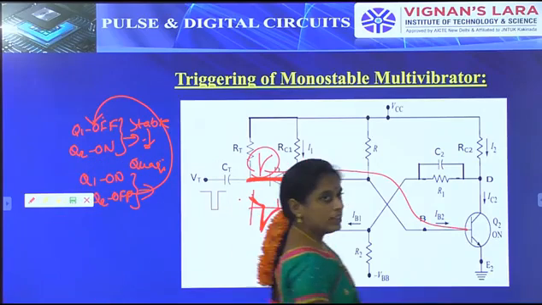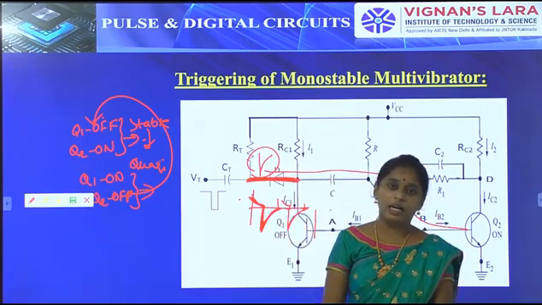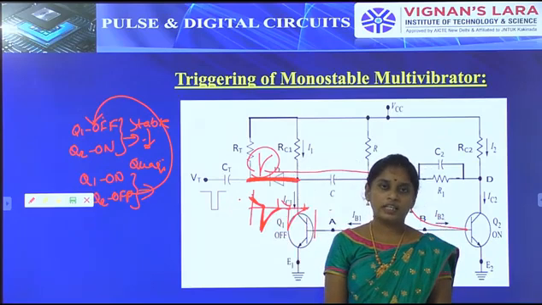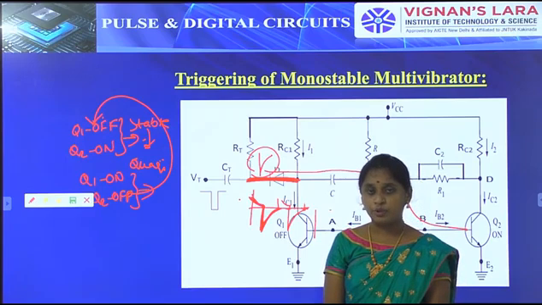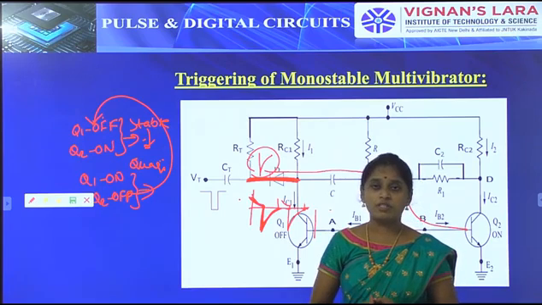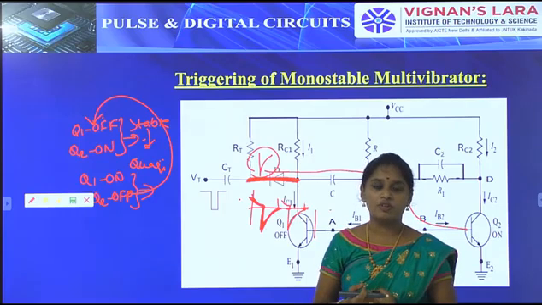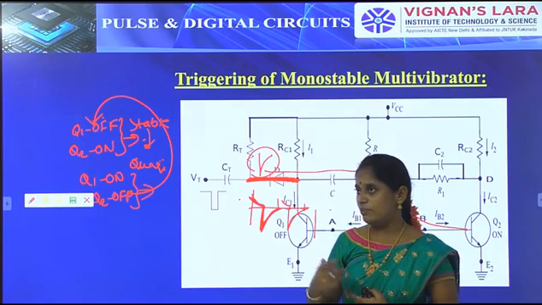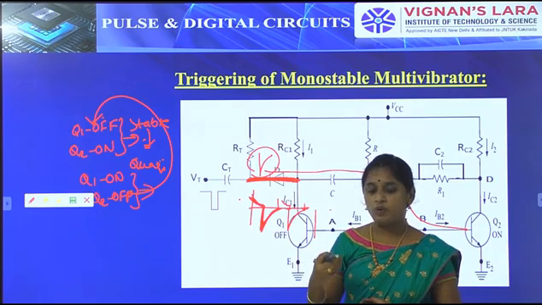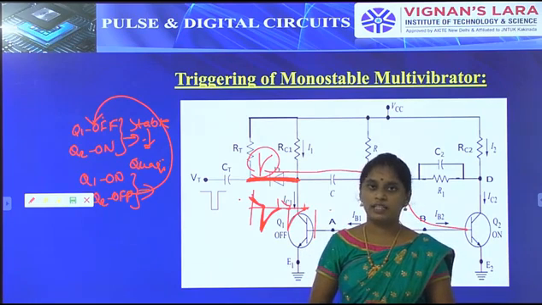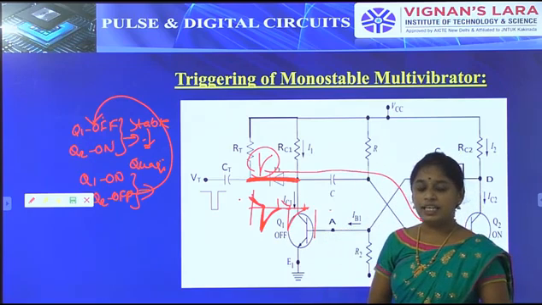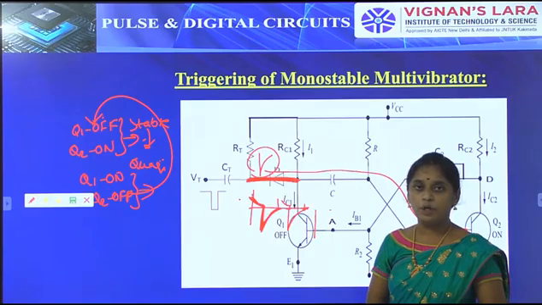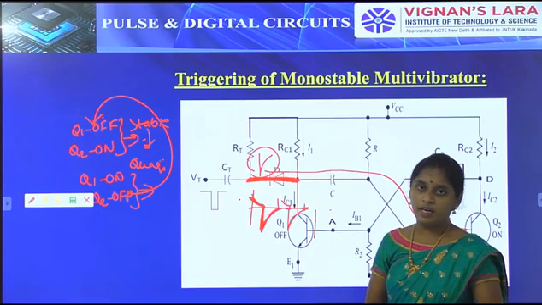So this is about the collector coupled monostable multivibrator and its design, what triggering mechanism we have to use, what the applications of the monostable multivibrator are, how it performs, and what the pulse width of the monostable multivibrator is. In the next class we will discuss the emitter coupled monostable multivibrator, and at the same time we will discuss the astable multivibrator.